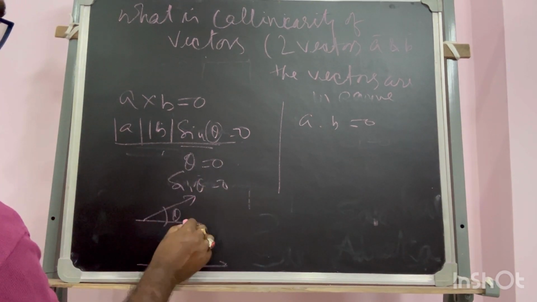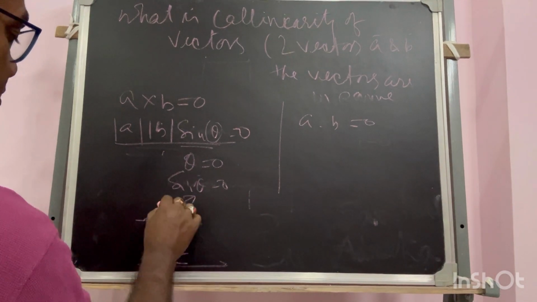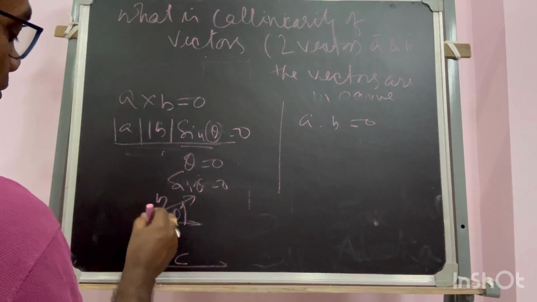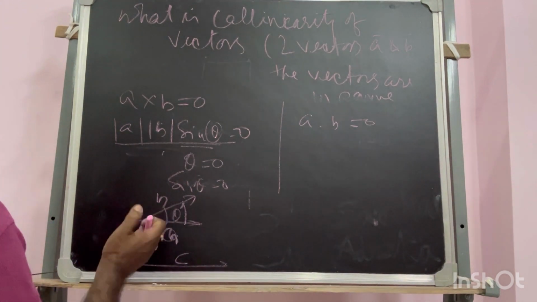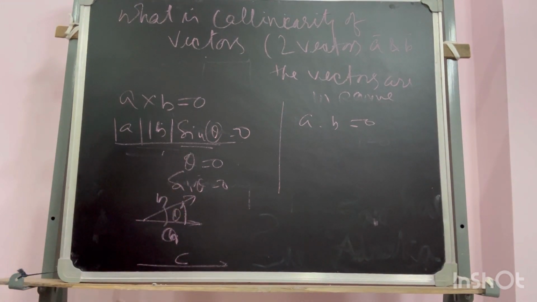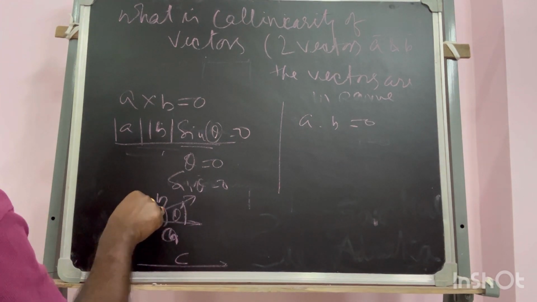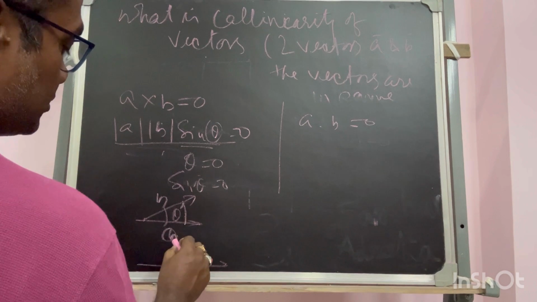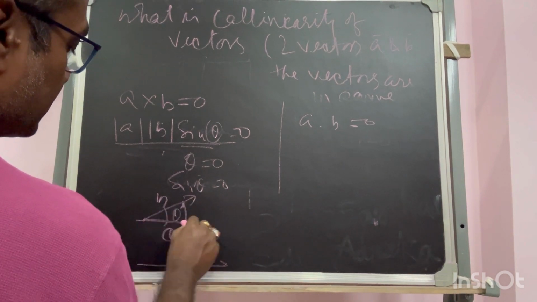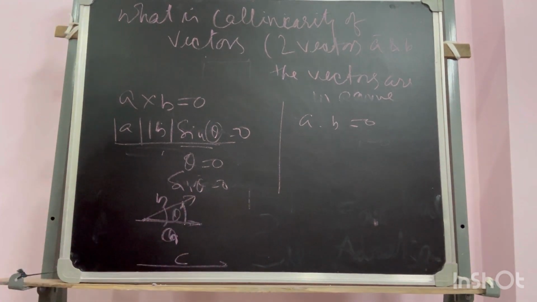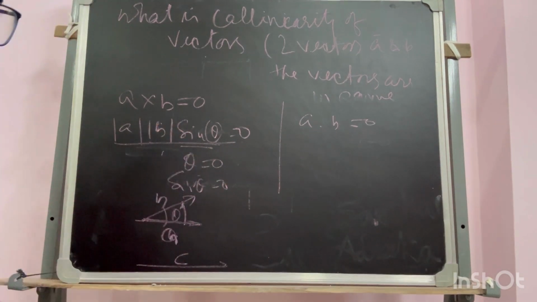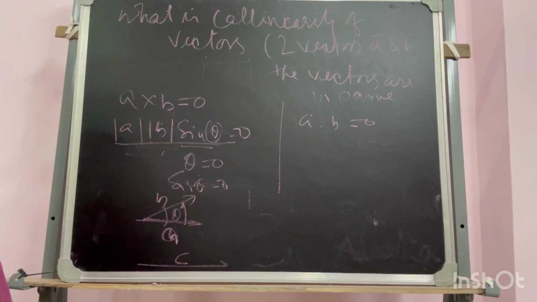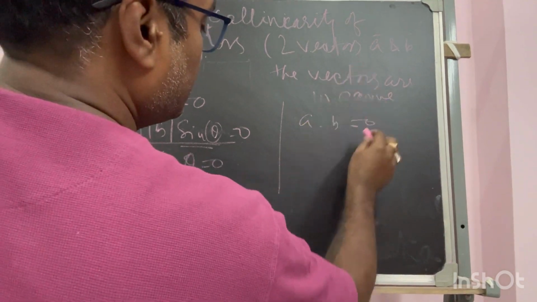If I do the cross product, let's say this is a, this is b, a cross b, I get a resultant following the right hand thumb rule, perpendicular to those vectors, and that has to be 0. That means if these two vectors are lying on each other, only then this will be 0. So the cross product for collinearity has to be 0, and the dot product for non-collinearity has to be 0.